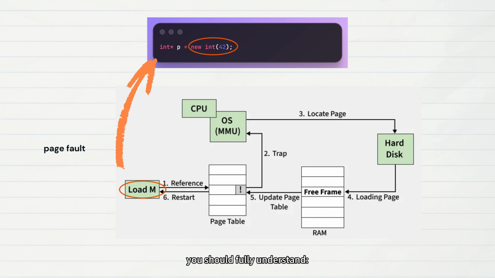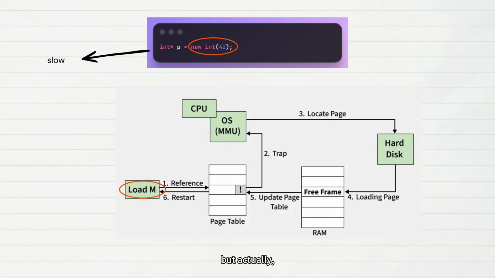Now, you should fully understand. We always thought new was slow, but actually, the overhead of new itself is minimal. The real time-consuming part is the page fault, physical page allocation, page table update, and TLB flush triggered on the first memory access. The cost of new is deferred by the OS until the first read or write. This is the core logic of lazy allocation.